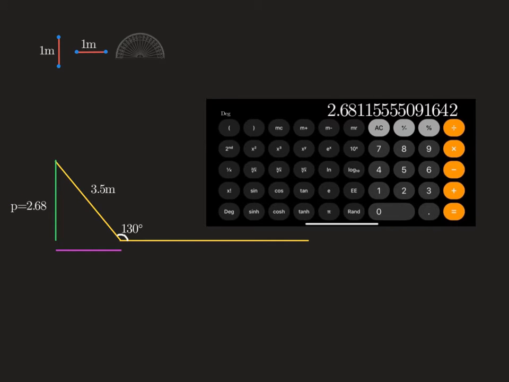And the distance to the right is going to be, let's do cos of 130. So interestingly, cos of 130 is negative 0.6428 approximately. That means it's going to be negative 64% of the length of this ramp. So multiply that by 3.5. That's the length of the ramp. And it says it's going to be negative 2.25 approximately meters.